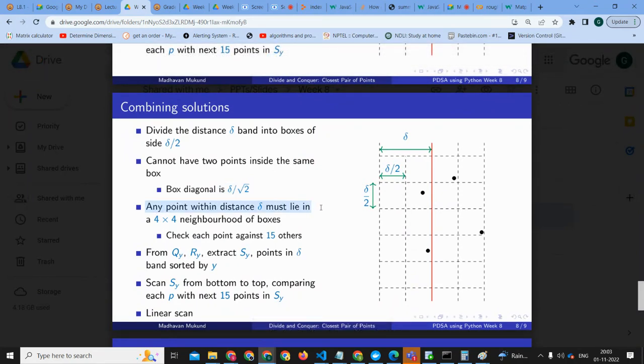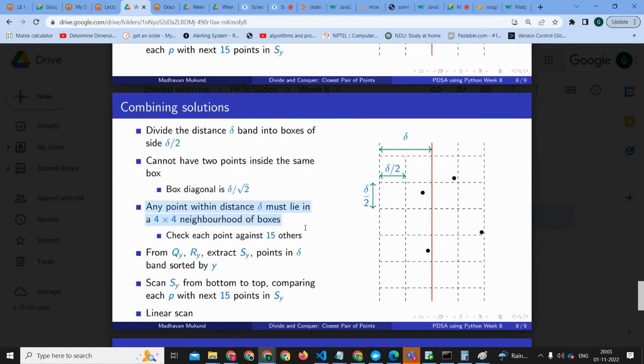So it is written that any point within distance delta, that is correct, must lie... We are talking about the potential minimum that we may find, right? We're talking about that point only. Any point within distance delta means that it is smaller than delta, because it is inside of that delta, right? Within distance delta means the same thing. We are within that region only, so it must lie in a 4 cross 4 neighborhood of boxes. So why is it the case is something which is not very clear.